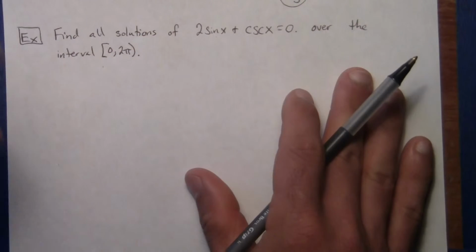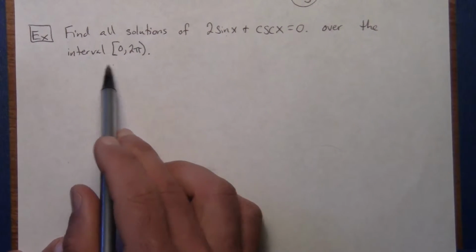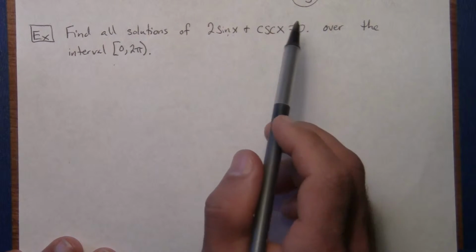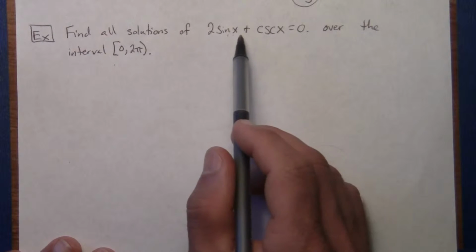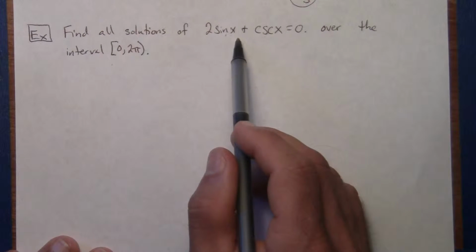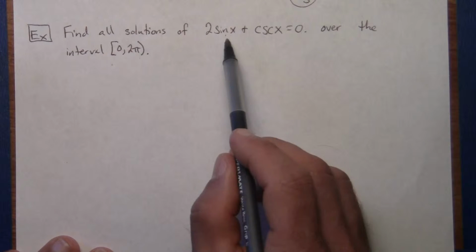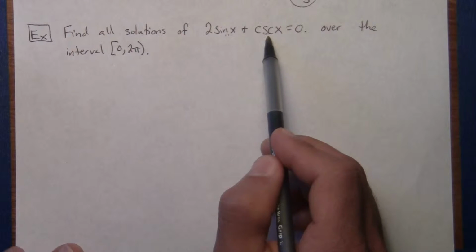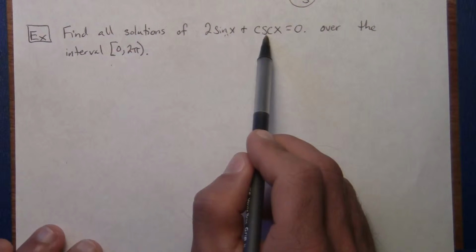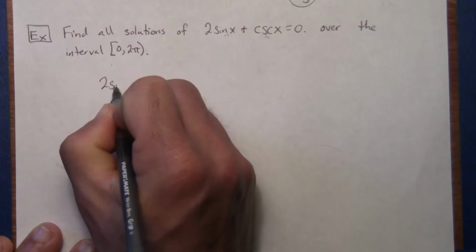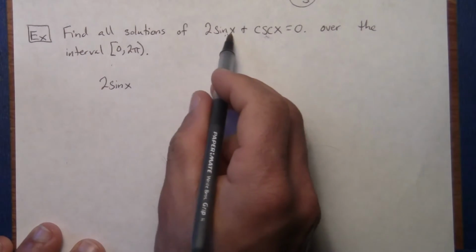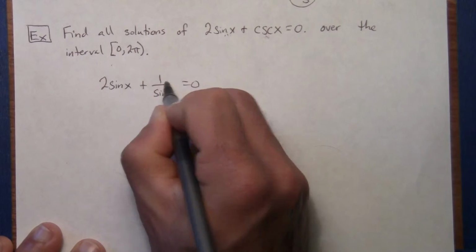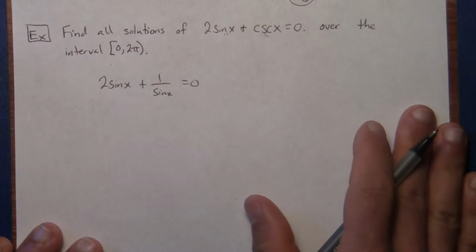Finding all solutions of 2 sine x plus cosecant x equals 0 over the interval from 0 to 2 pi. Again, I don't typically want two trig functions. They don't have necessarily anything in common, at least as they look right now. So the strategy I might use here, I don't have any squares in it. Even if I had a sine squared, that would allow me to change it into a 1 minus cosine squared. That's not cosine, so that's not all that helpful. I do know that cosecant could be changed into 1 over sine. So I'm going to just rewrite this equation and say it's 2 sine x plus 1 over sine x is equal to 0.